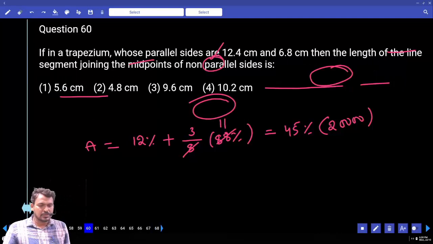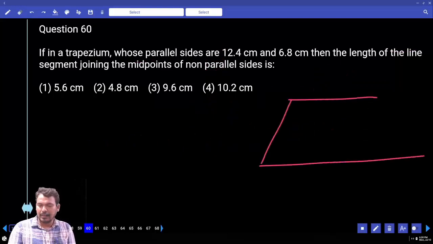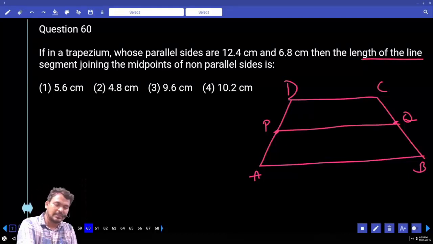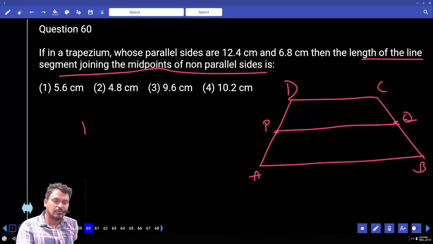Next question number 60. If in a trapezium whose parallel sides are 12.4 and 6.8, then the length of the line segment joining the midpoints of non-parallel sides. Suppose it is ABCD, and midpoints means here midpoint is P and here midpoint is Q. These two are joined. What is the question here? Length of the line segment joining the midpoints of non-parallel sides means we require the PQ value.